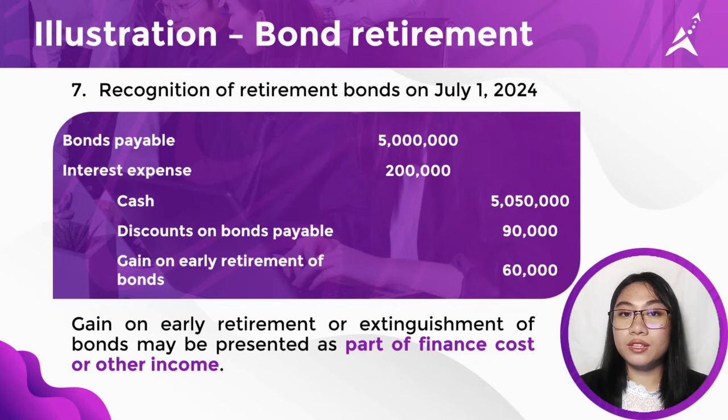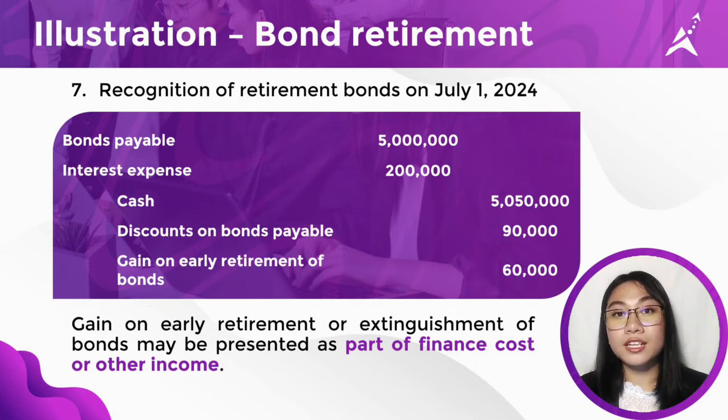So, the date will be July 1, 2024. And for our debit entries, we have bonds payable and interest expense for 5 million and 200,000 respectively. And we will credit the cash for 5,050,000. Yan yung total cash payment natin kanina na kinumpute natin. And the discounts on bonds payable, which is the 90,000, na in-update natin kanina sa first step natin.